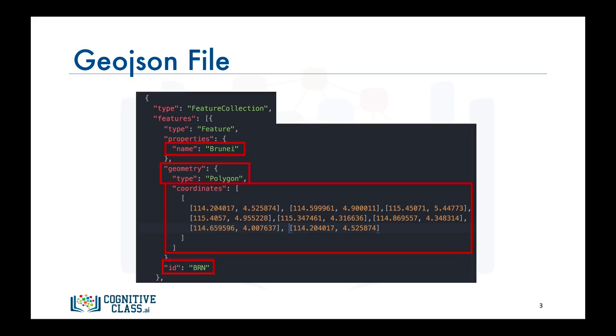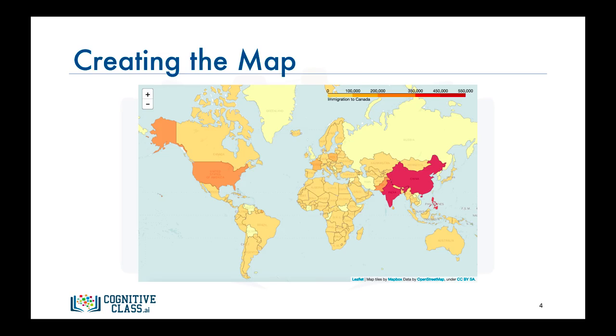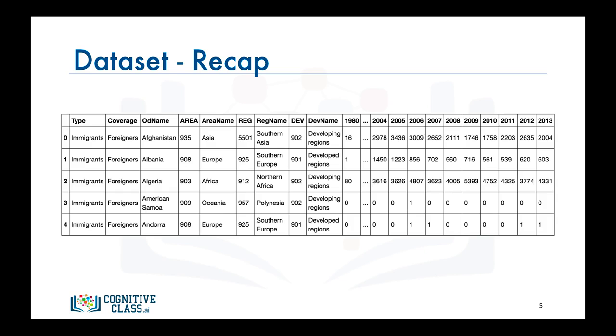country's borders and boundaries. So let's see how we can create a Choropleth map of the world like this one showing immigration to Canada. Before we go over the code to do that, let's do a quick recap of our data set. Recall that each row represents a country and contains metadata about the country, such as where it is located geographically and whether it is developing or developed. Each row also contains numerical figures of annual immigration from that country to Canada from 1980 to 2013.